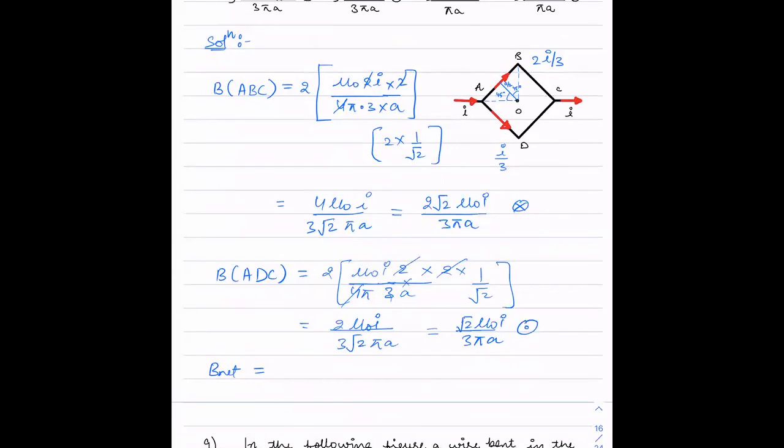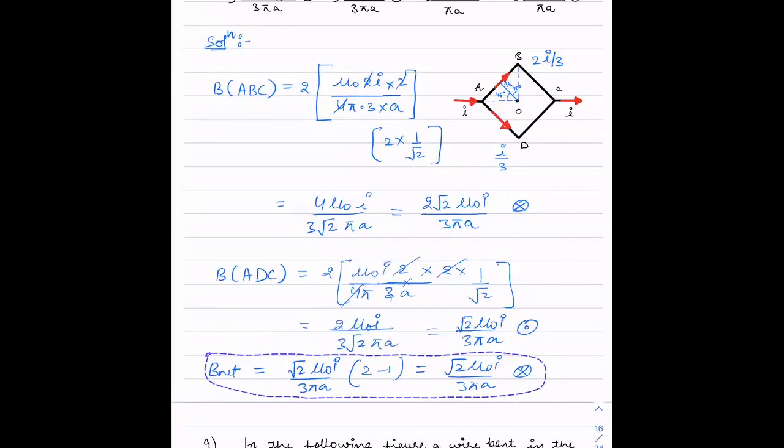So I'm getting this as mu naught root 2 mu naught I by 3 pi A. I'm taking outside, so 2 minus 1. This becomes root 2 mu naught I by 3 pi A. So the correct option is, and direction is what? Direction is cross. So option B is correct.